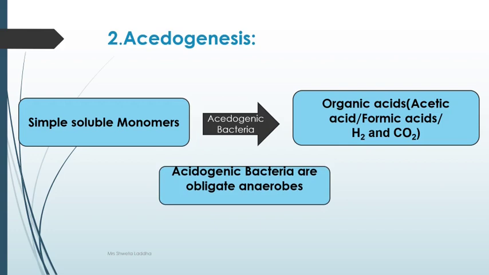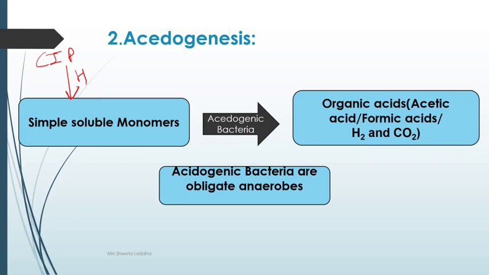So again we repeat: the first step was hydrolysis, in which complex insoluble polymers are converted into simple soluble monomers. Second step, acidogenesis: the simple soluble monomers are converted into acids. Which are the main acids? Acetic acid, formic acid. And who is doing it? Acidogenic bacteria, which are anaerobes.